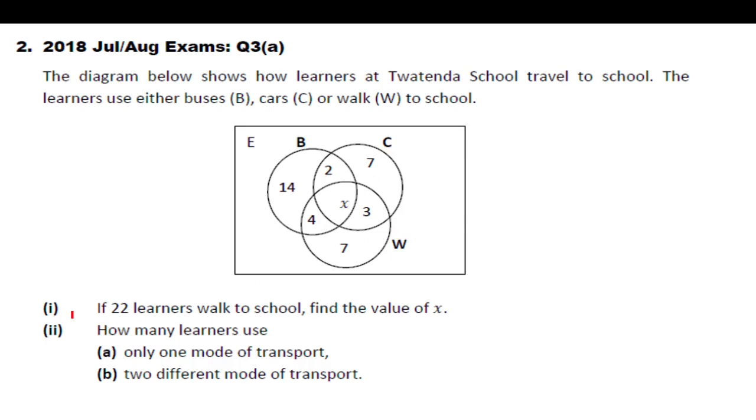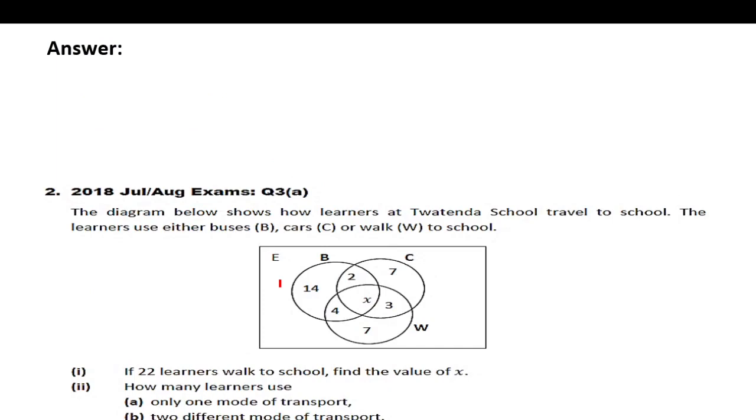Then the question says, 1, if 22 learners walk to school, find the value of x. Then 2, how many learners use A, only one mode of transport, B, 2 different modes of transport. All right, so let's see how we can answer this question. Answer. So we'll leave a space here for answering.